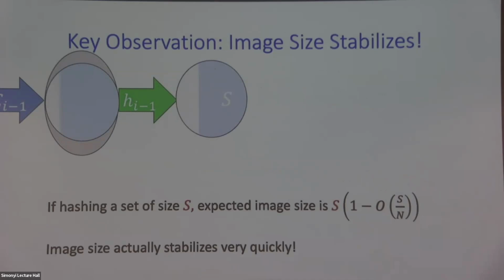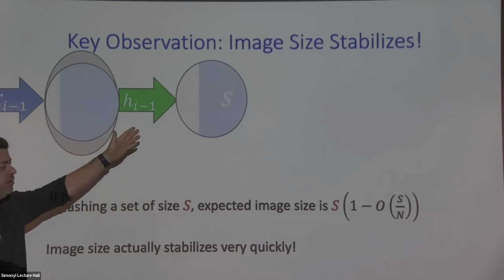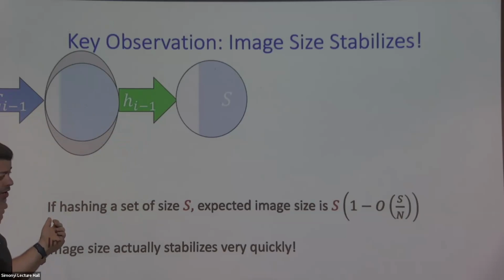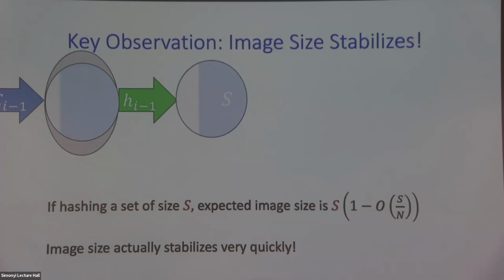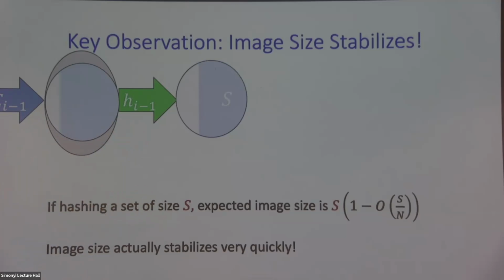And what you can analyze, it's not too hard, is if you have already been reduced to a set of size S, that's like the active things that are still alive, and you now apply the random hash. If you look at the expected size of the image and you calculate it, it's a trivial calculation, you get this expression, S times this factor. So when S was very large, when S was capital N, you do lose a constant factor in the size. But you see that as S decreases, the amount that you lose decreases significantly, right?